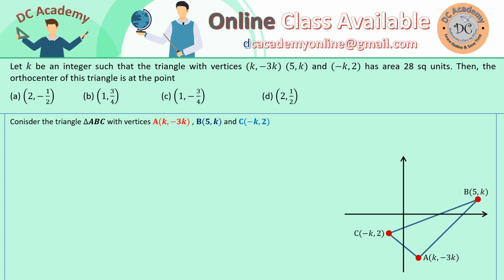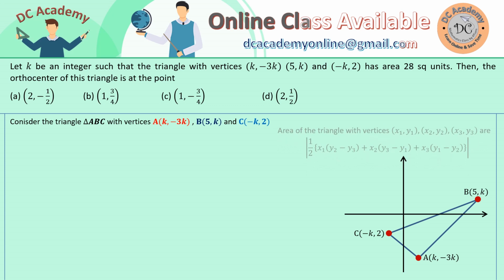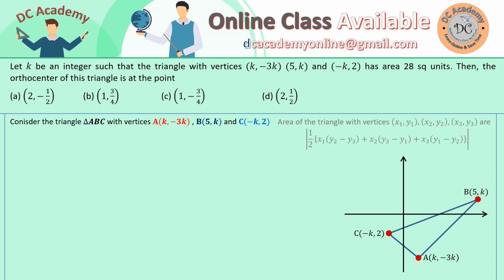Why arbitrarily? Because it is not possible to guess easily what the form of this triangle will be, because k is unknown, but we can guess it assuming k is an integer. So we assume that k is greater than 0 and based on that we approximately plot it. Here the area of the triangle is provided, so obviously we need to use the area of the triangle formula. We know that if the vertices are x1, y1, x2, y2 and x3, y3, the area of the triangle is given by this formula.